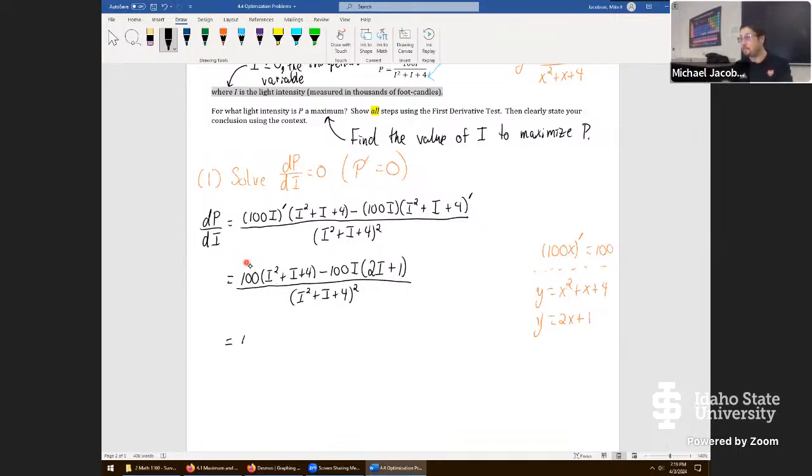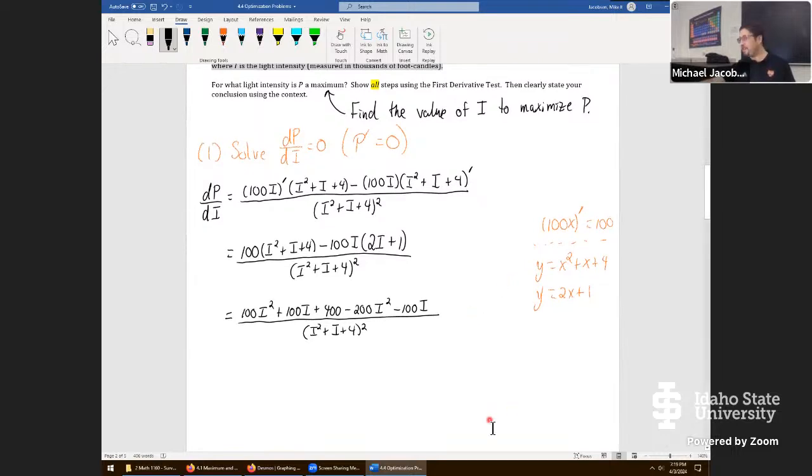So first, let's distribute 100 into that group. We have 100i squared plus 100i plus 400. Over here, distribute negative 100i, we'll get negative 200i squared minus 100i, all of which is divided by (I squared plus I plus 4) squared. So we're definitely tracking through it. Next thing to do is to combine our like terms, and it looks like we have a cancellation. 100i combines and cancels with negative 100i. We also have a like term. So altogether, this turns into 400 minus 100 I squared over that denominator. Copying that denominator is kind of tedious, but let's keep on going with it. (I squared plus I plus 4) squared.